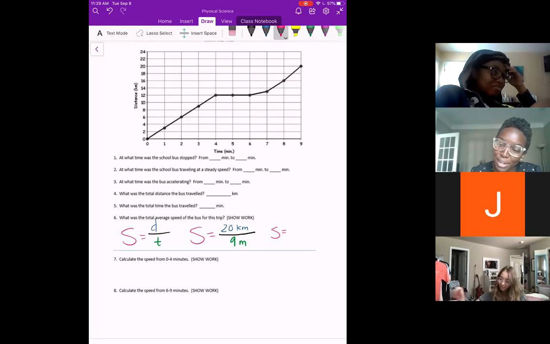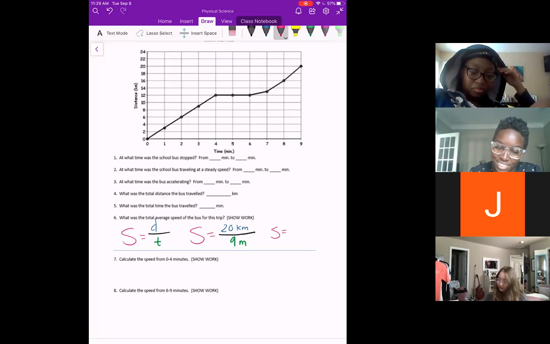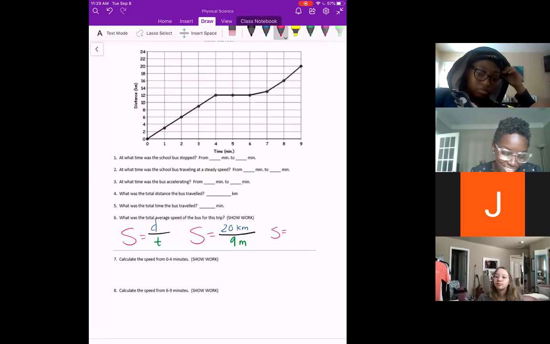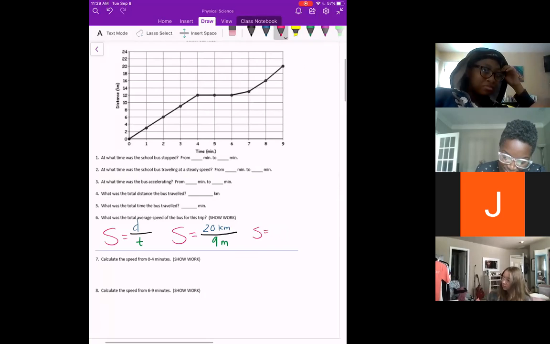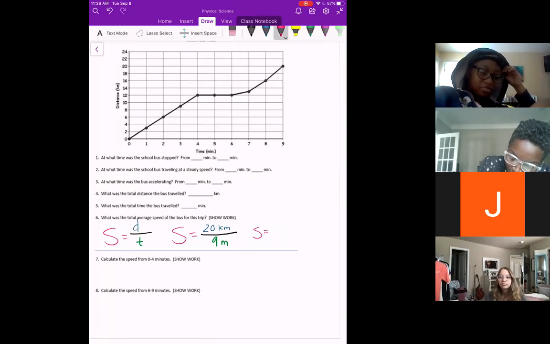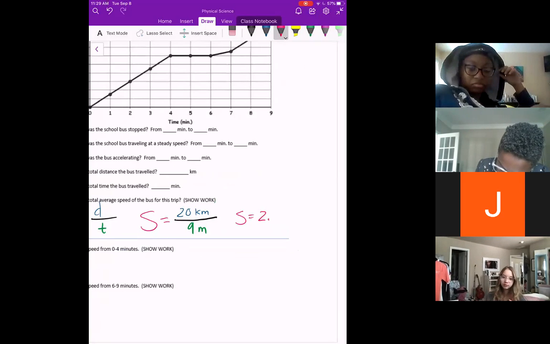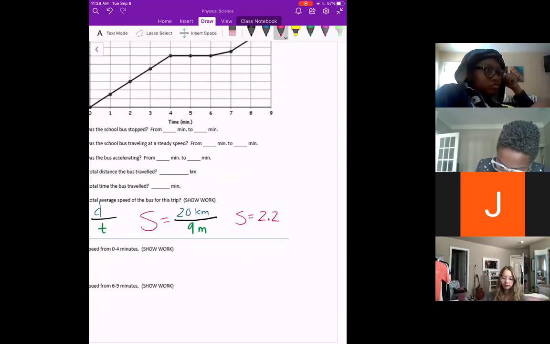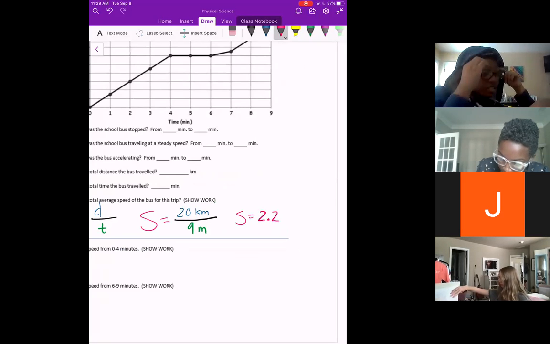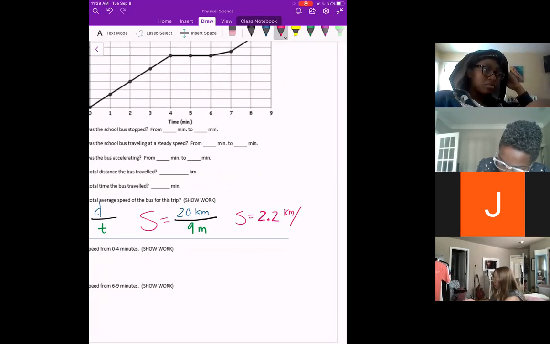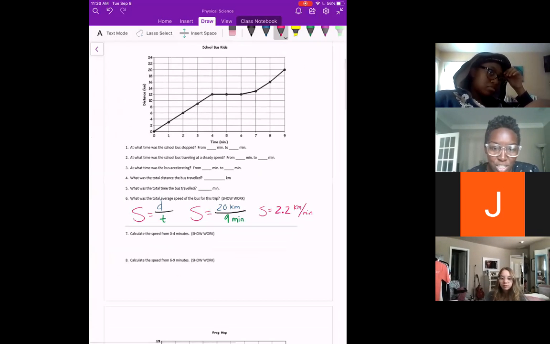Anybody get a number? 20 divided by 9. 2.2222. Very nice. Okay, so I'm just going to say 2.2. So my speed is equal to 2.2. What is that, miles per hour, meters per second? Kilometers per minute. Very nice. I'll put a note right here so we know. This was kilometers per minute. This is the average speed.